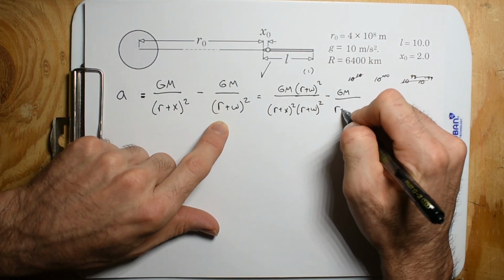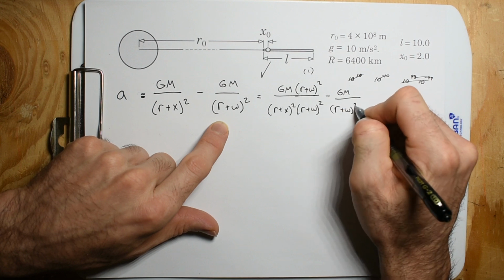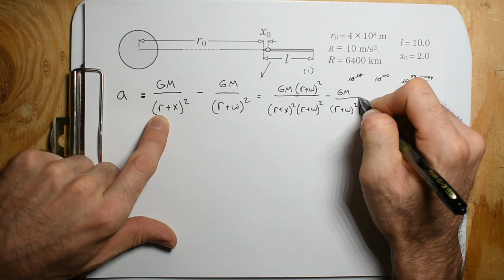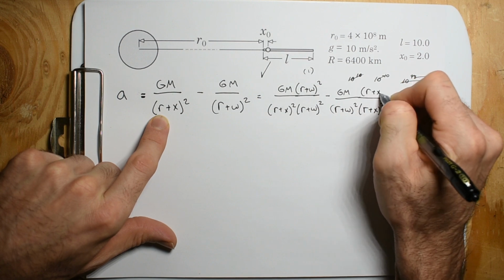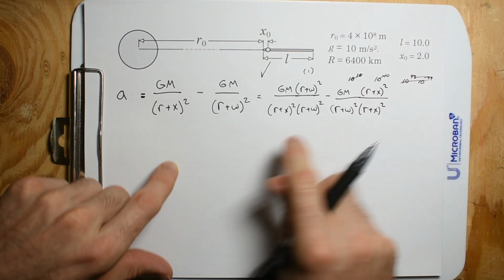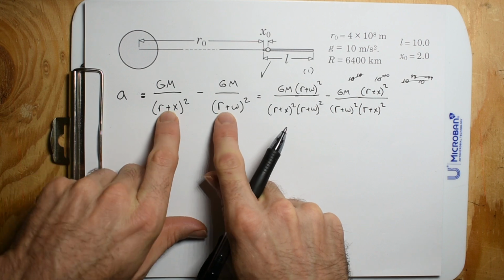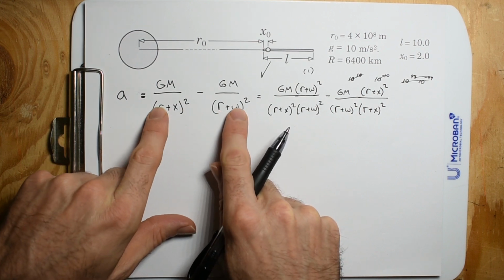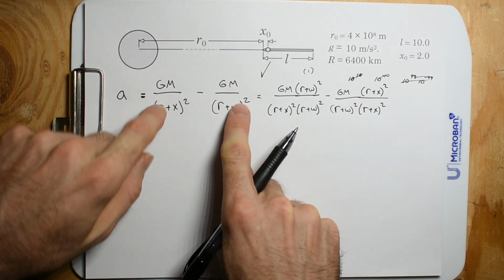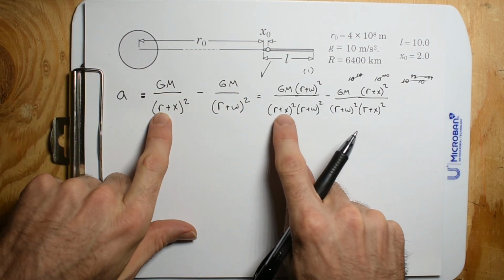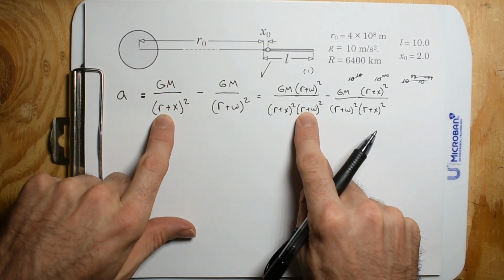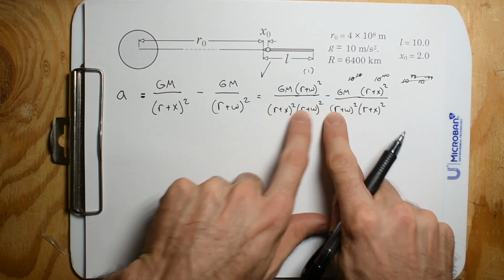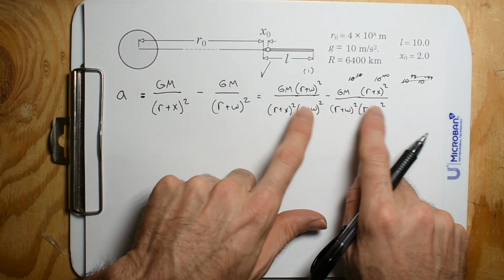We're going to have r plus w squared, and we're going to multiply by this, r plus x squared. And then we have r plus x squared up top. So we just need to make the denominators the same, and we're doing that by multiplying. So we multiplied this on that side. Now these are flipped around, but the denominators are the same. It's just the product of those two.